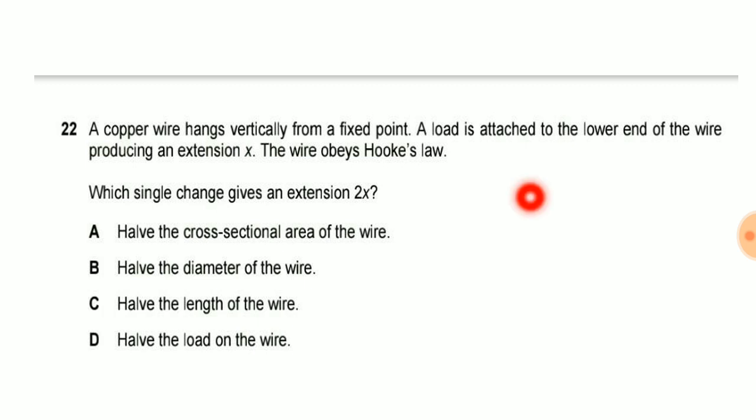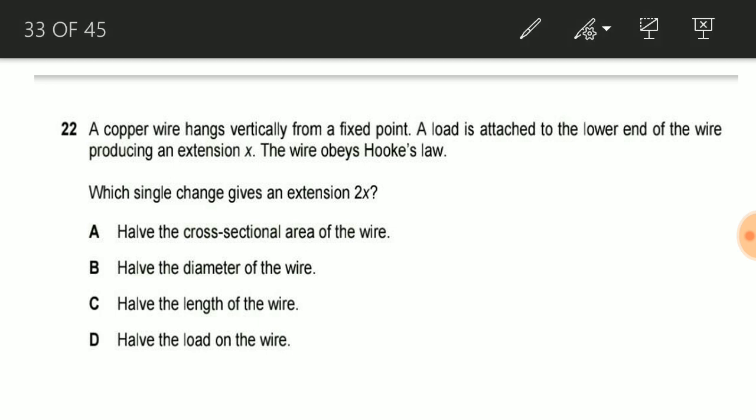Now let us see question number 22. A copper wire hangs vertically from a fixed point. A load is attached to the lower end of the wire producing extension X. The wire obeys Hooke's law. Which change can give extension twice X? Now the Young's modulus of copper wire should remain the same. Young's modulus is equal to stress upon strain. Stress is force per unit area, and strain is change in length upon original length.